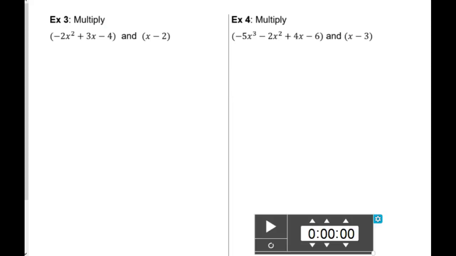Now, example 3. Same idea. Now, how's this different? Okay, the first parentheses is a 3-termed or trinomial polynomial. So, all this means is we're going to have to do this an extra time. More of the same, but just a little more, okay?